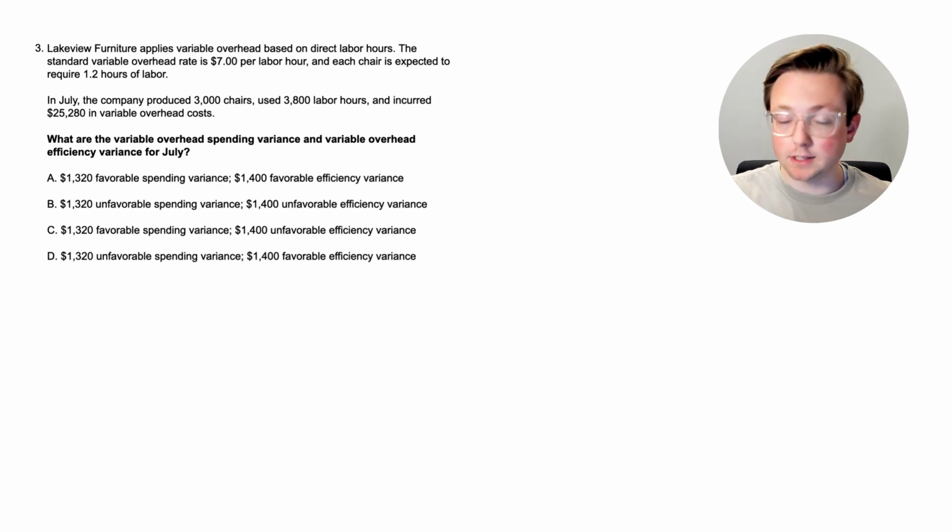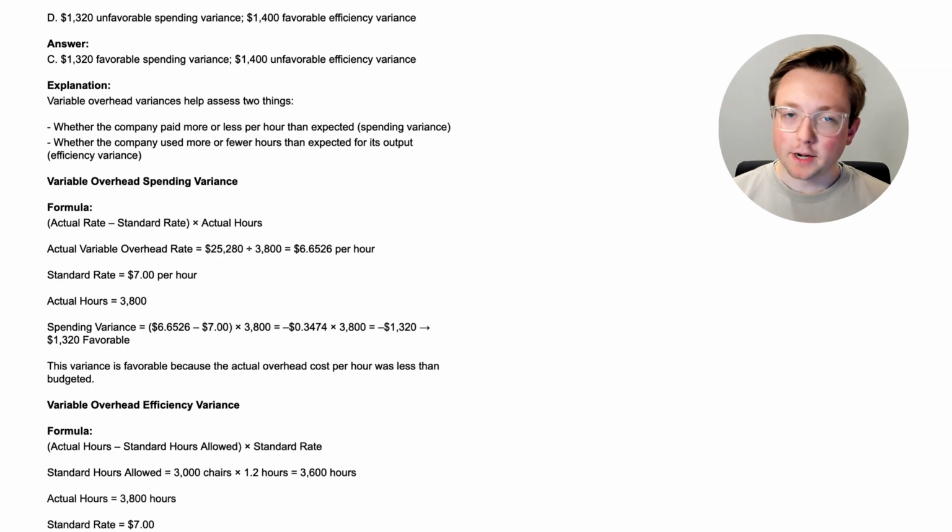efficiency variance are. Now, based on what you've learned from the first two questions, you might be starting to get an idea of the difference between a spending variance or a pricing variance and an efficiency or usage variance. So I would encourage you to pause, take what you've learned, and try to apply it to this and give it your best shot. When you're ready, come back, we'll look at the answer together and learn more about these different variance calculations. All right, here we are at the answer C, $1,320 favorable spending variance and a $1,400 unfavorable efficiency variance. So let's go through this.